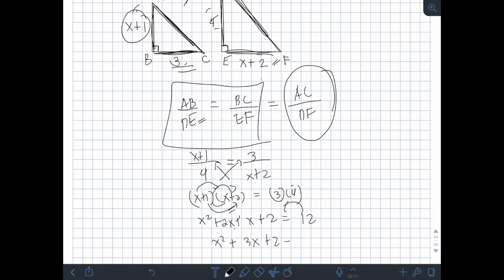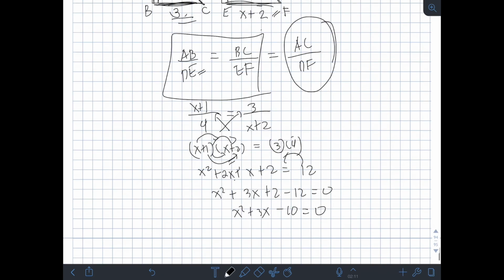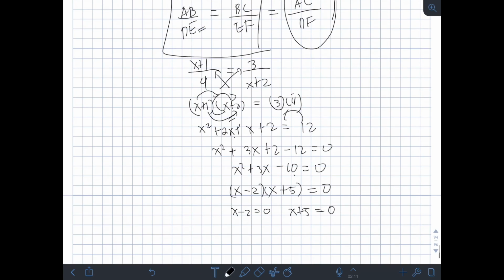So, transpose ko na lang si 12 para quadratic equation tayo, equated to 0. X squared plus 3x. So, 2 minus 12 is negative 10 equals 0. So, solve natin itong quadratic equation. So, factorable naman siya, right? So, x, then, factors of negative 10 that adds up to positive 3 is positive 5 and negative 2 equals 0. Then, equating each factor to 0, x minus 2 is equal to 0, and x plus 5 is equal to 0. So, solve for x is equal to 2, or x is equal to negative 5.